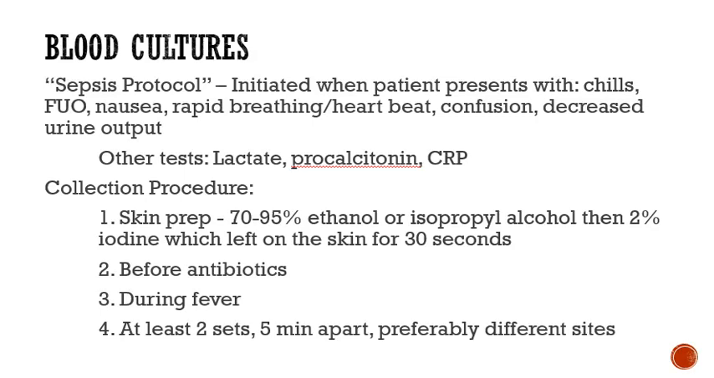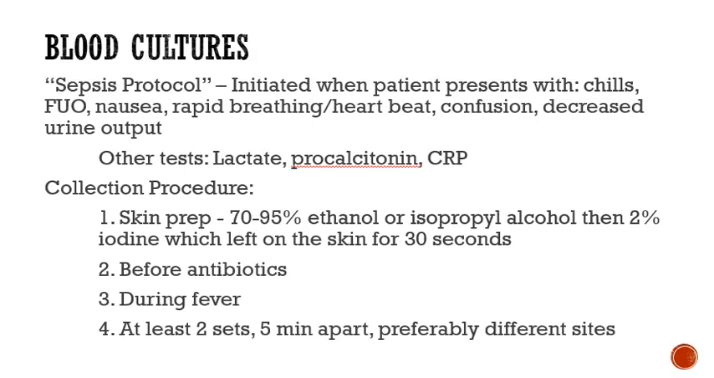Nausea, rapid breathing, rapid heartbeat, confusion, decreased urine output. So if the patient comes in and presents with all or some of those symptoms, then they're going to initiate this sepsis protocol. Some of the more common tests ordered in conjunction with the blood cultures as an indicator of sepsis are lactate, procalcitonin, and CRP. CRP stands for C-reactive protein.